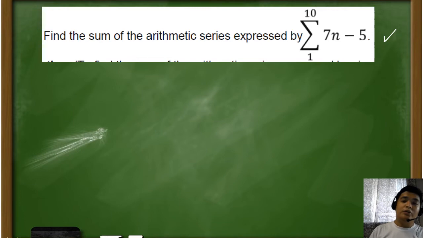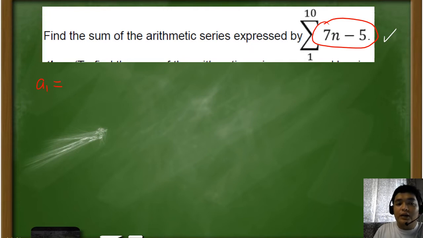In solving this, the first step is to find the first term. In finding the first term, we will use the formula of our general term. So our first term is a sub 1, so our n is 1. Our formula is 7n minus 5, so 7 times 1 minus 5.